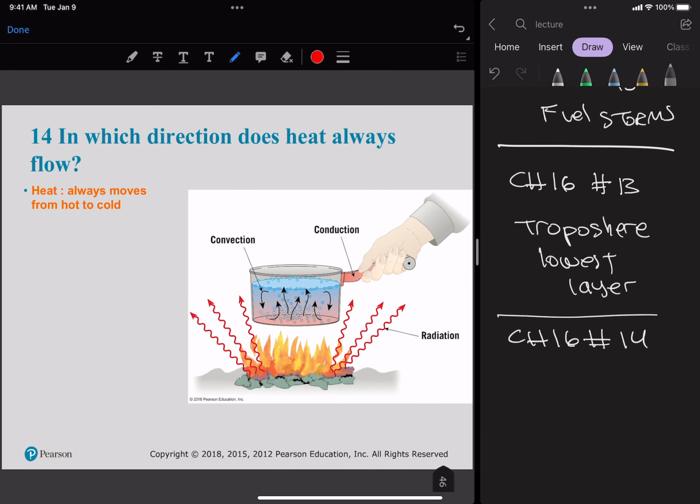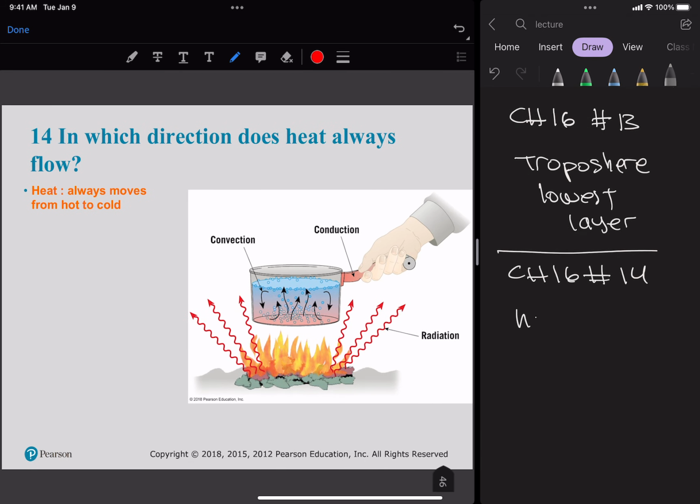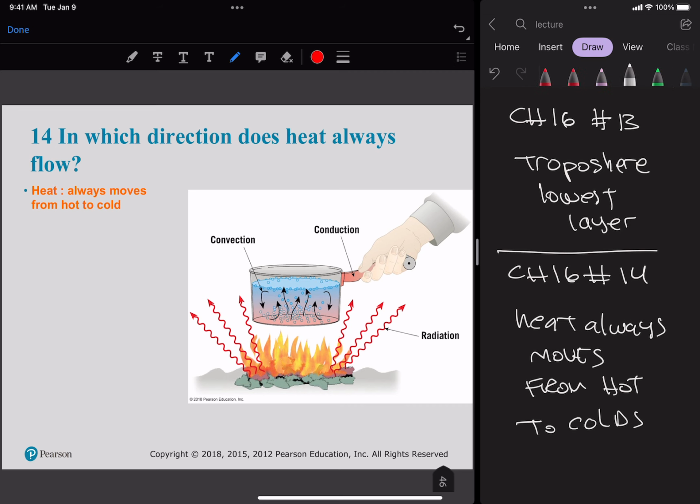So heat always moves from hot regions to cold regions, and that's what drives ocean currents, air currents, and magma circulation.